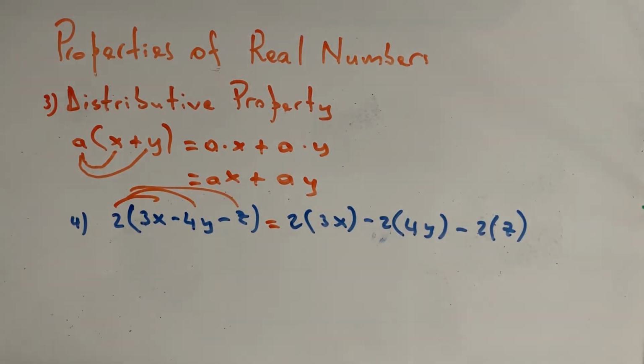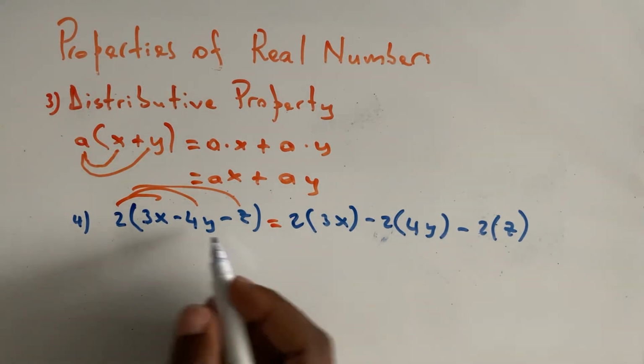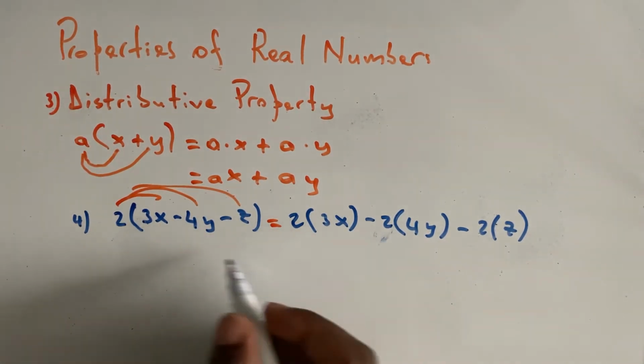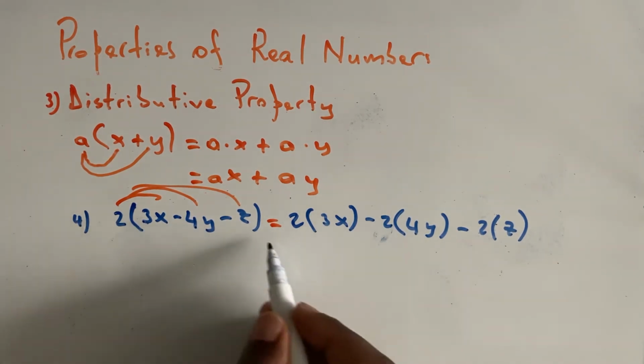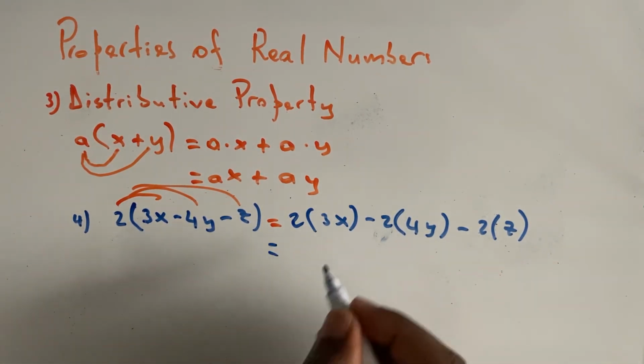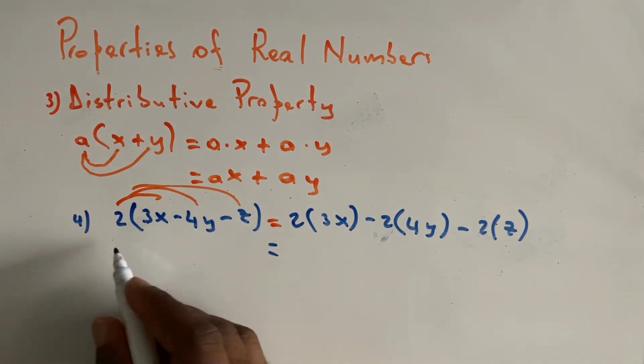So I'm just multiplying 2 by everything, okay? So now what do we have? By the way, you could just do it this way. You don't have to rewrite this. I'm just doing it so everybody could see.